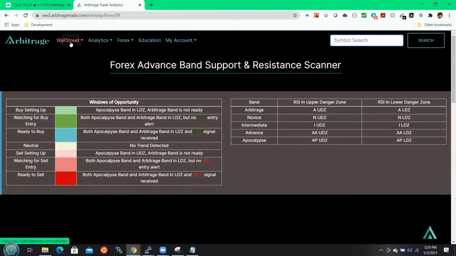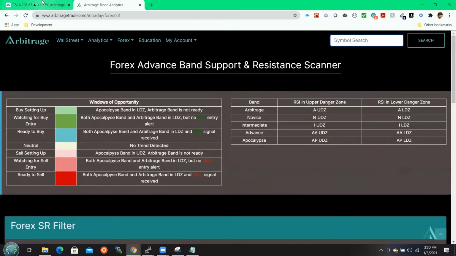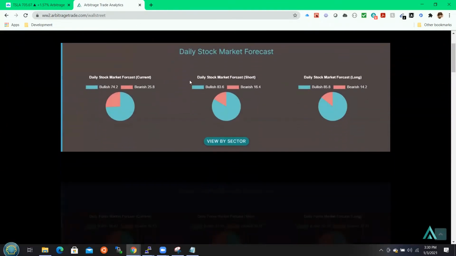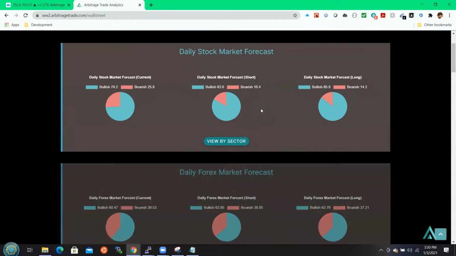We've added to our Wall Street page, we added a whole bunch of new and exciting things. We actually even added a blog, right? Sorry, it's still in beta, so it may be running just a little bit slow.